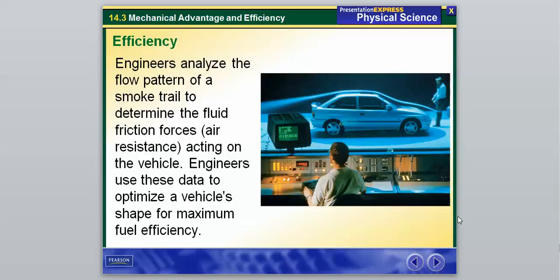And then people actually do a lot of experiments. These engineers are using the flow pattern of the smoke trail. You can see right here this trail of smoke going over the top of the car to determine the fluid friction forces, the air resistance acting on the vehicle. And then they use the data to optimize the vehicle's shape for maximum fuel efficiency. So this is some real-life application going on here. They are actually using the things we are learning about to increase efficiency in cars as well.